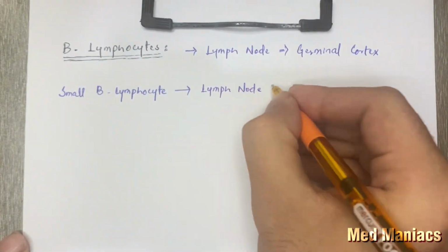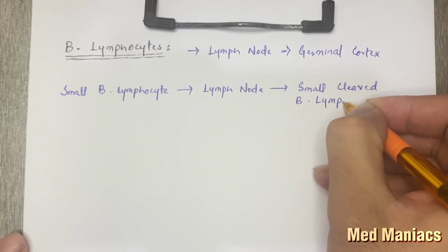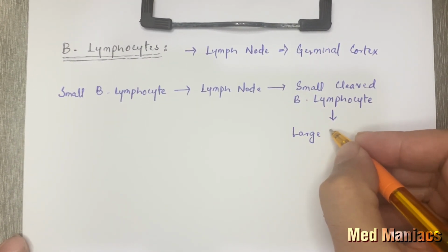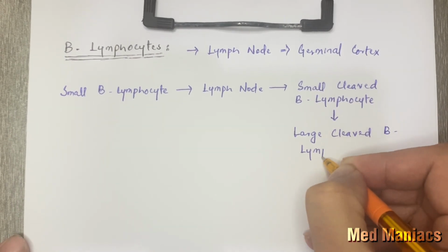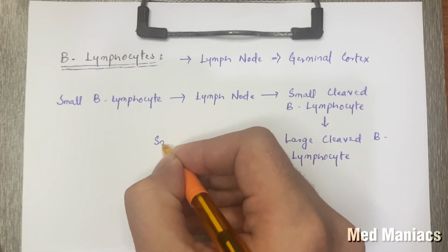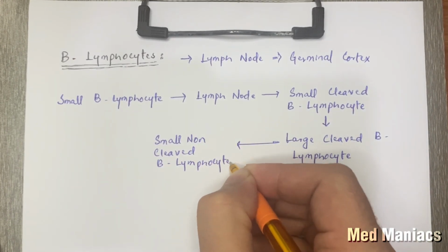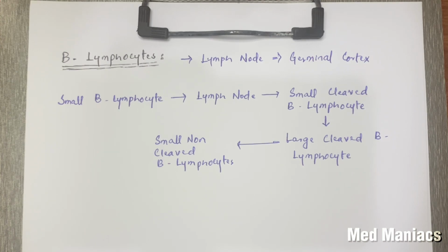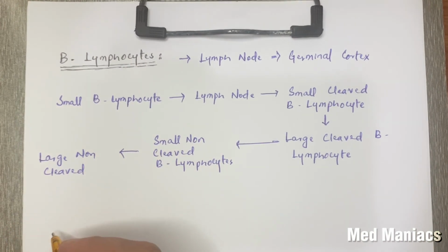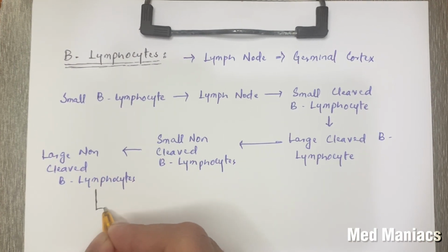Then cracks appear in the small B lymphocyte and it is converted into a small cleaved B lymphocyte. The small cleaved B lymphocyte grows in size and is converted into a large cleaved B lymphocyte. The large cleaved B lymphocyte then breaks down into smaller cells known as small non-cleaved B lymphocytes. These cells then grow in size and are converted into large non-cleaved B lymphocytes. And these are the cells which mature into proper B lymphocytes.